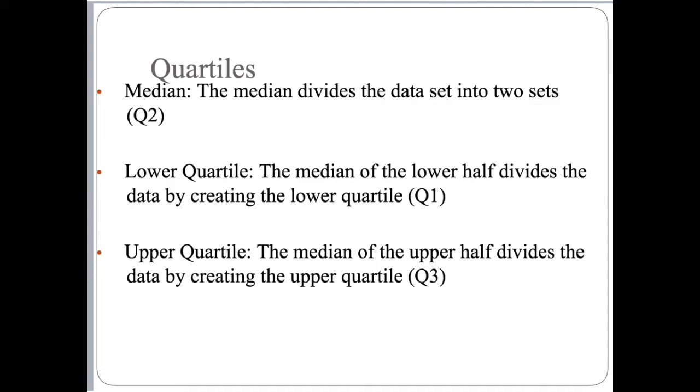So to recap, we're going to find the median of the whole data set, which is Q2, and we have 2 parts, the lower and the upper part. Q1 is the median of the lower part, while Q3 is the median of the upper part.